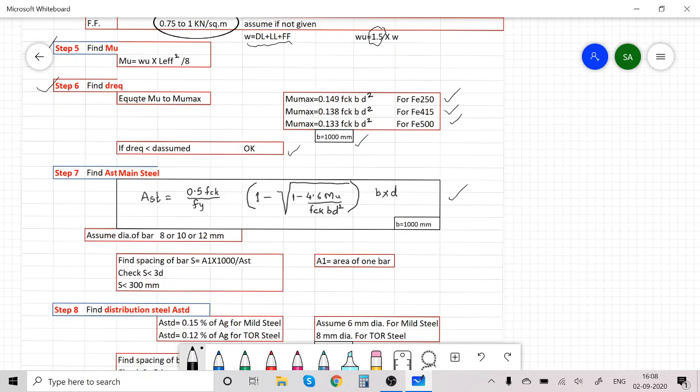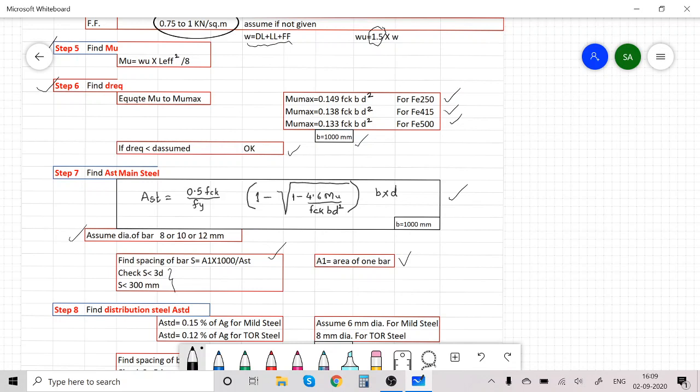Calculate AST, then assume the diameter of the bar. It may be either 8 mm or 10 mm or 12 mm. Find the area of one bar and calculate the spacing. S is equal to A1, where A1 is the area of one bar, into 1000 divided by AST. Check that this spacing is less than 3D and spacing is also less than 300 mm.